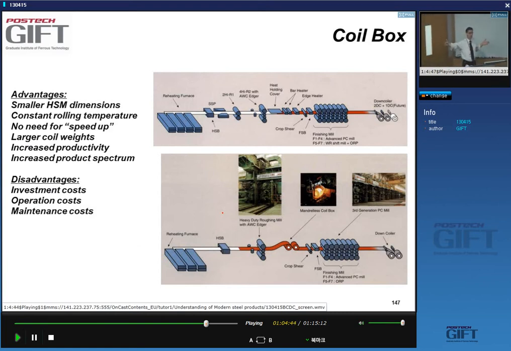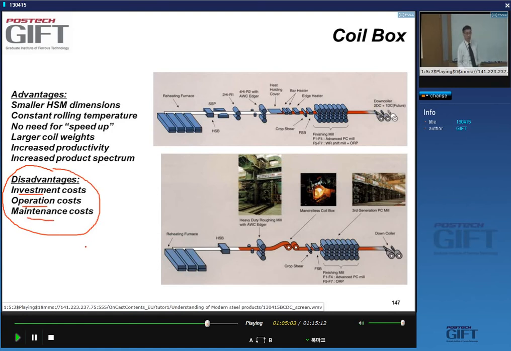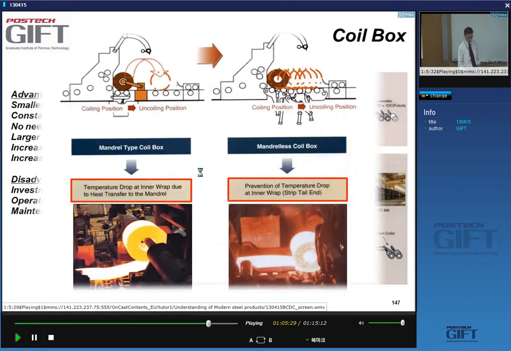Another advantage of the coil box is that because you don't have to have room for an uncoiled transfer bar, the size of your hot strip mill can be smaller. But big disadvantages, of course, are investments, operation, and maintenance of the coil box. You can imagine that's a rather complex piece of mechanics that has to work at 1,000 degrees C constantly. So that is going to be an expensive investment, but not only an investment, but also you need to keep it in operation and maintain it, right, constantly.